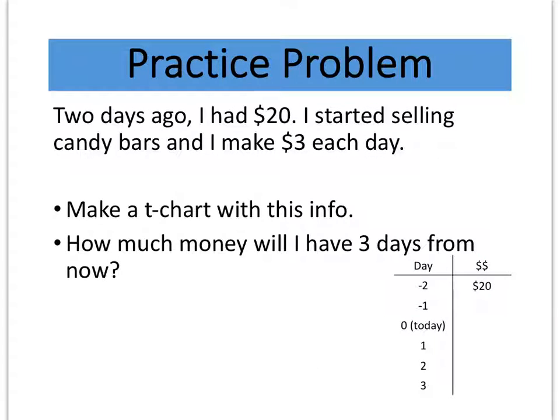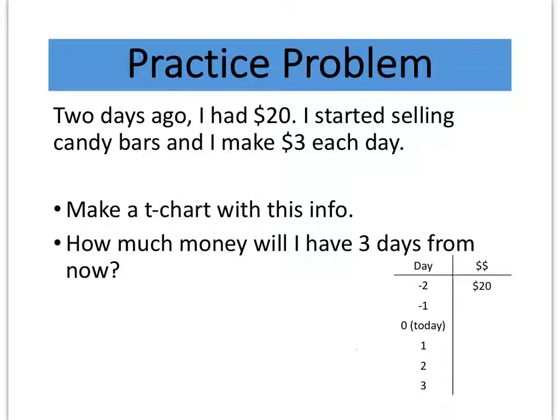Right, another one. This is a little tricky, so I've started to fill out the T-chart for you. 2 days ago, I had $20. I started selling candy bars, and I made $3 each day. Make a T-chart with this information. Okay, so we started the T-chart. How much money will you have 3 days from now?